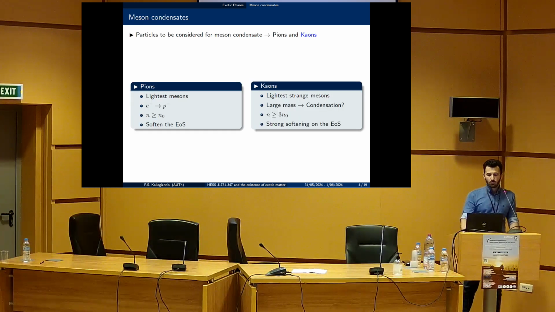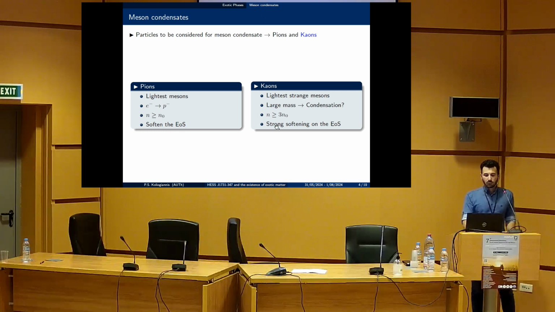Now we will focus on meson condensates, and the particles to be considered are the pions and kaons. Pions are the lightest mesons and could replace the electrons as a natural candidate for condensation. Their appearance is at around the nuclear saturation density, and as a result, they soften the equation of state.